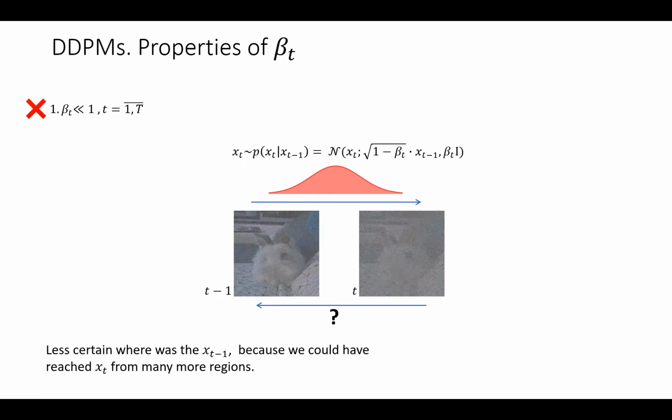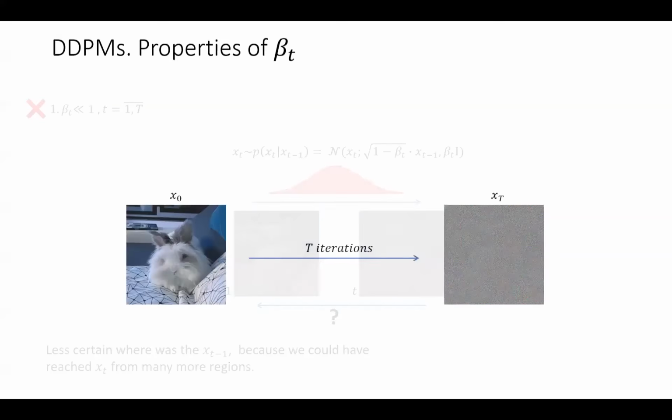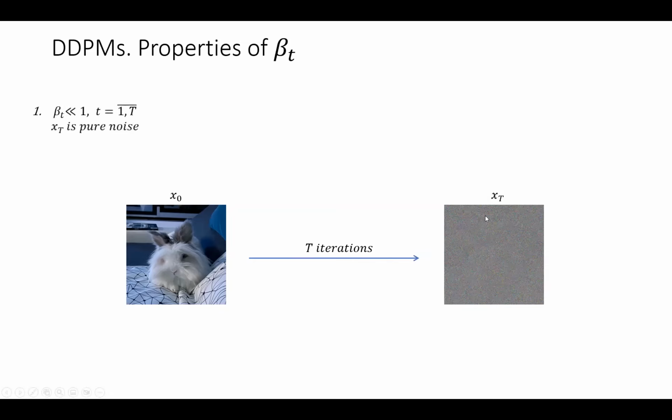Which means we will be less certain where x_{t-1} was, because we could have reached xt from many different regions. Because this is a process we are doing gradually, it's important that beta t should be small. Now the idea is that we take x0 and want to get to xt in t iterations. x0 is an image, which can be considered a big vector, and we keep adding noise until it becomes complete noise, and this will be xt. So now xt is pure noise, and t is large.